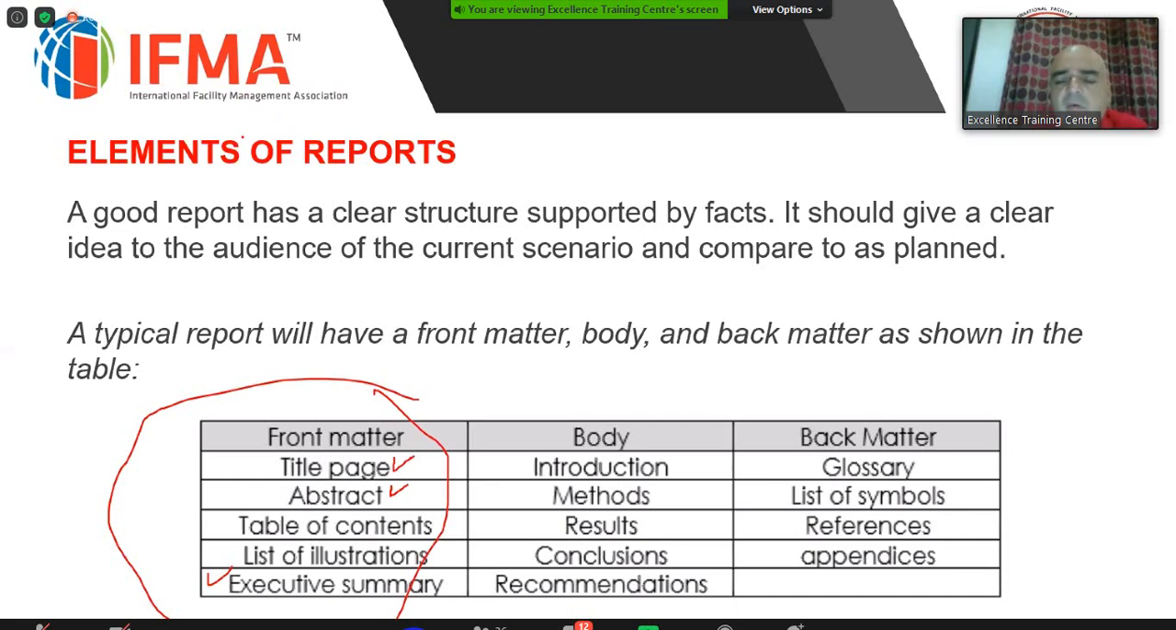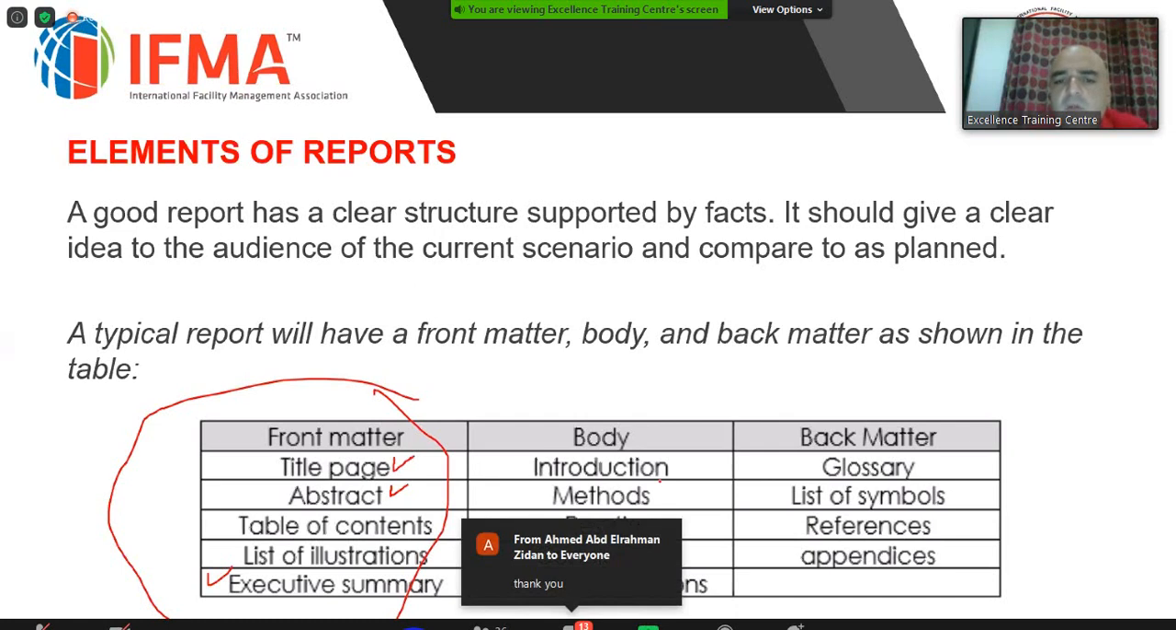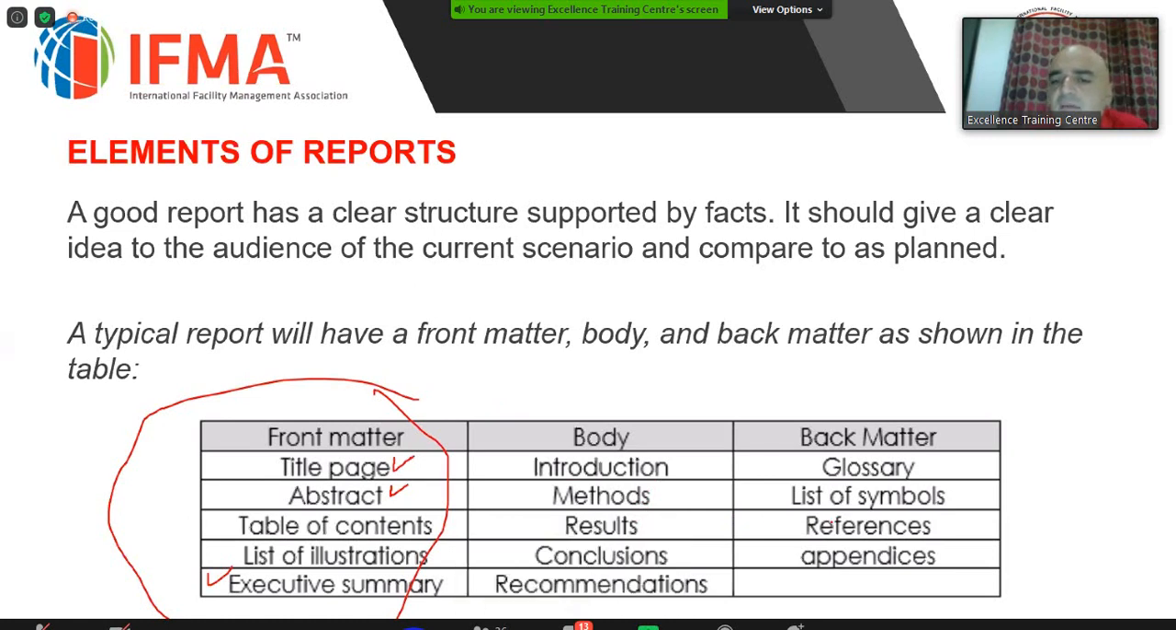The body of the report should include the introduction, methods, results, conclusions, and recommendations. And in the end, you write the summary. This is our list of symbol references and appendices.